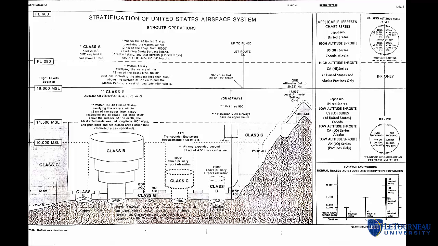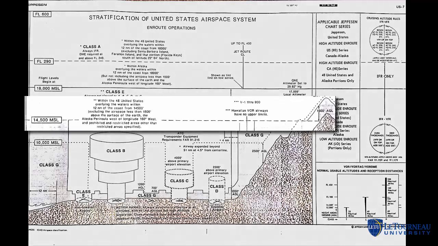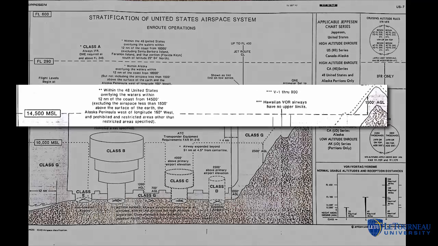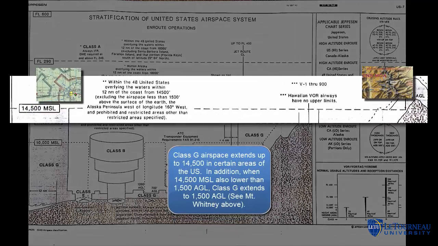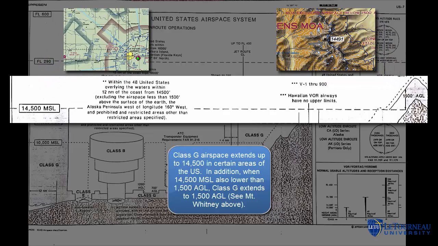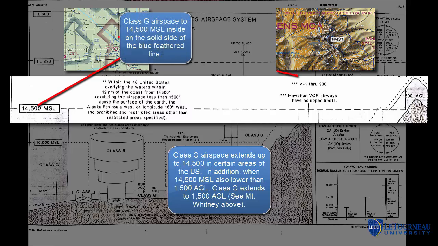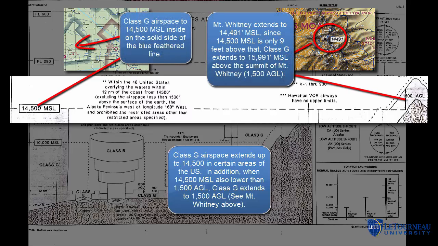Here we're going to look at Class G airspace at higher altitudes. We'll break out a part of this Jeppesen airspace chart here that depicts the higher altitude limits of Class G airspace and talk about that. So over there on the left you see 14,500. We know that Class G in certain areas of the country goes up to 14,500. Over there on the right you see a notation about 1,500 AGL.